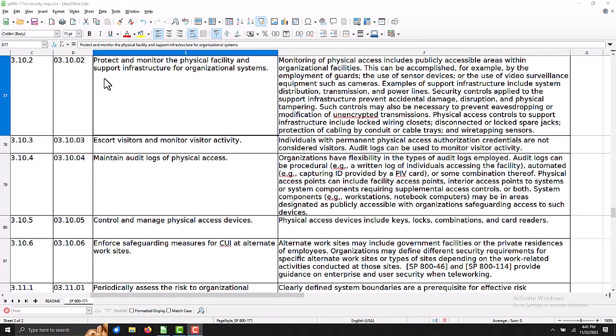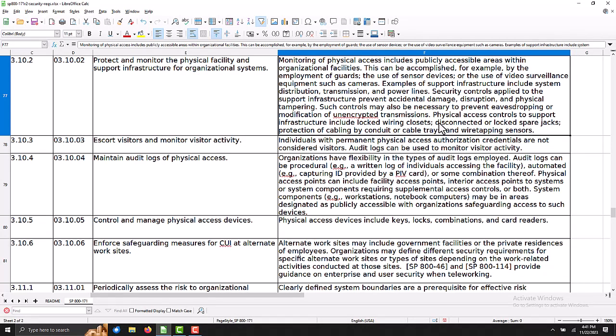So this says protect and monitor the physical facility and support infrastructure for organizational systems. Support infrastructure wasn't really talked about in the last control. Some of the suggestions I saw, in fact, if you look further down here in that second one, talk about disconnecting or locking spare jacks. So if you have network jacks on a wall, you don't want those to be activated unless you need something to be plugged in there.